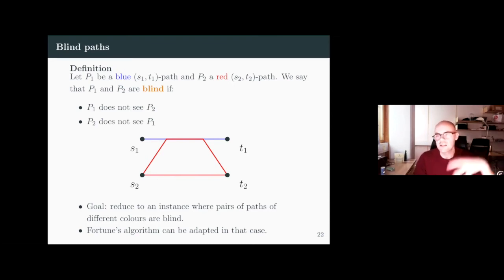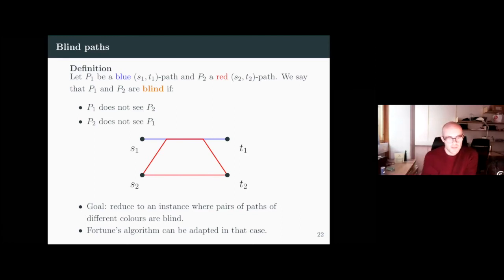So instead of solving them both, the blue things alone and the red thing alone, you have to solve them together, but it's just a generalization of Fortune's algorithm. And the goal, and this is what I will present now, is you want to reduce to an instance, say one blue, one red, for example. So you want to reduce to an instance with more than one path, but now every pair of paths of different colors has to be blind. It's a bit weaker than what I showed before, but this would be enough. And this is what we want to reduce to.